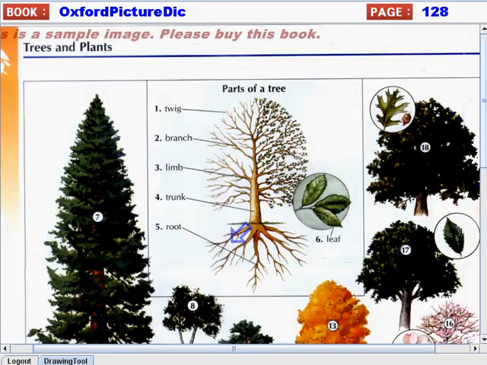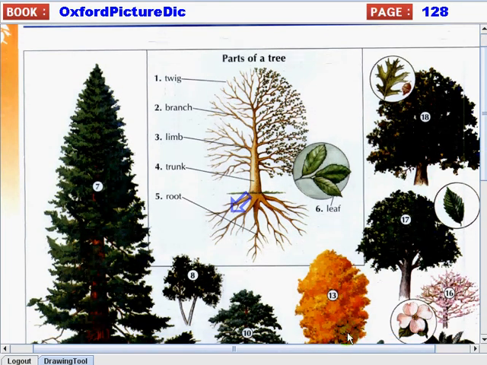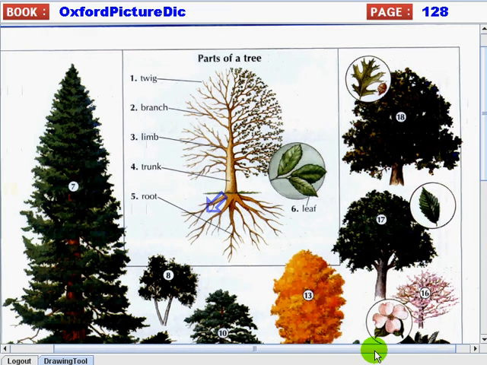Now, let's go to our current topic. Our lesson today is trees and plants. Let's first study the parts of a tree. This part here is what we call the twig. Twig. And this is the branch.